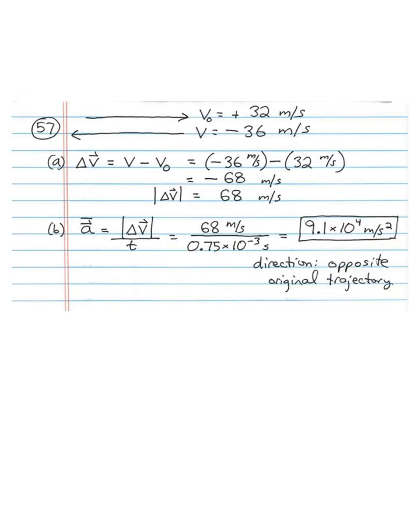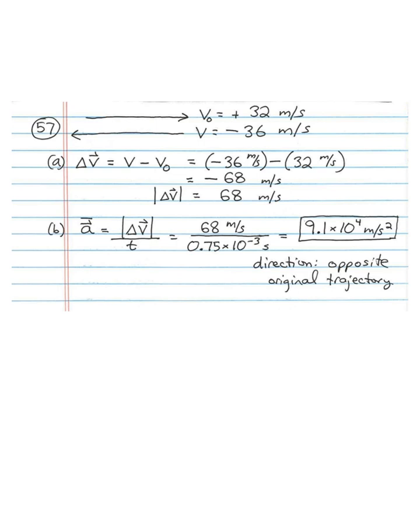Number 57. A baseball traveling horizontally at 32 meters per second is struck by the bat, giving it a speed of 36 meters per second in the opposite direction. Find the change in the ball's velocity. If the ball was in contact with the bat for 0.75 milliseconds, what was its average acceleration? Give both magnitude and direction.